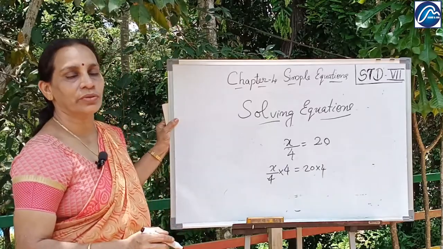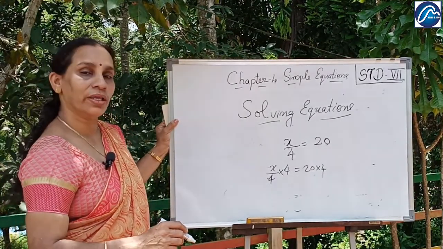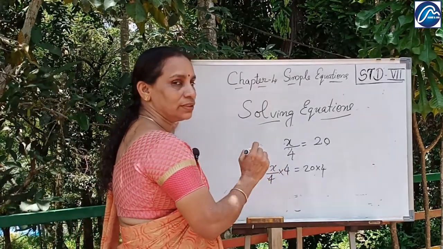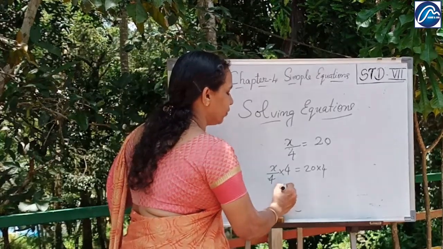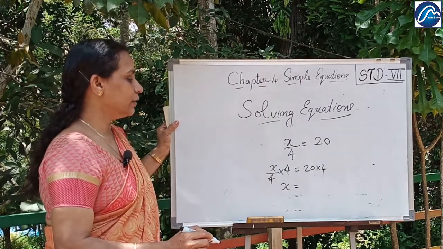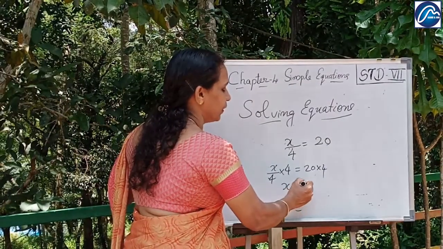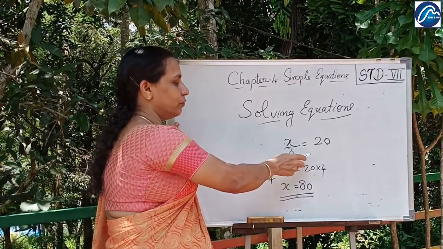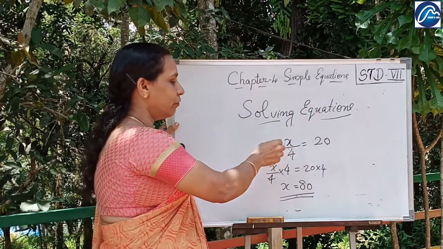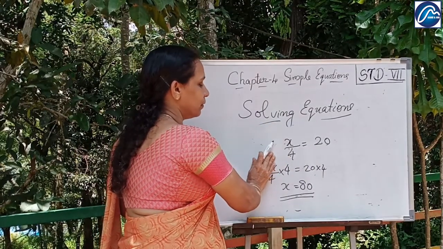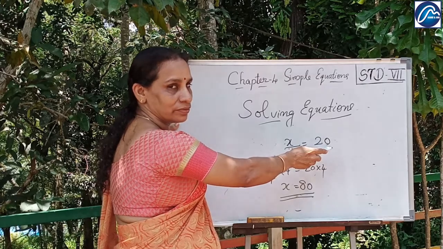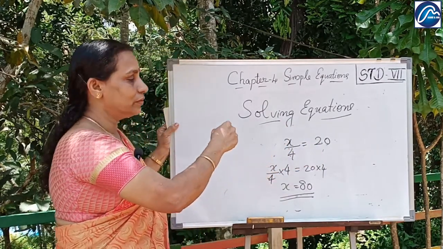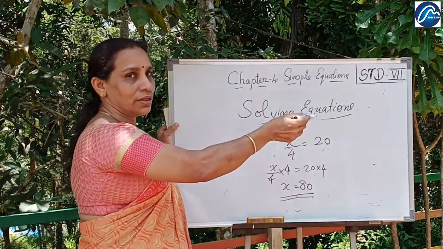x into 4 divided by 4. 4 and 4, when we divide those, you get 1, and x only remains there, and 20 into 4 is 80. That means when you are dividing by 4, we are multiplying by 4. When you are multiplying, you are dividing by that number. When you are adding one number, you are subtracting the same number on the right hand side.